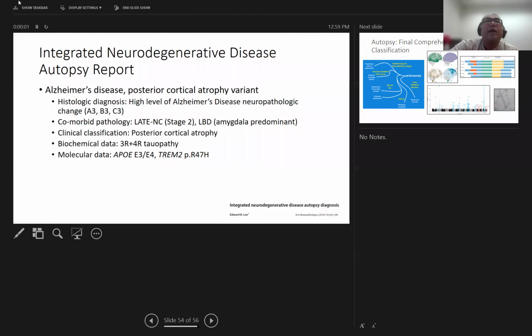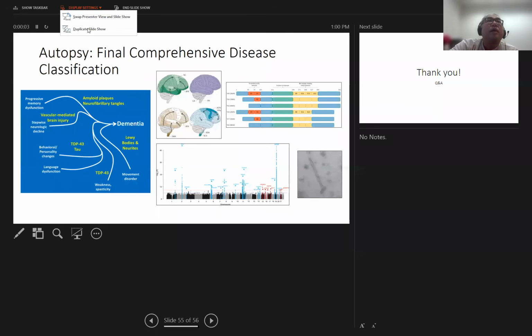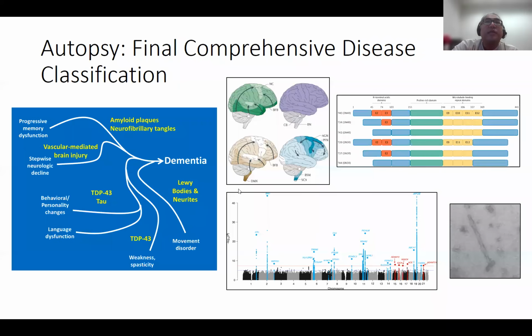And so with that, I will stop and just say that I view the autopsy report as this final comprehensive classification where we want to take everything at our disposal: the clinical phenotypes, the morphology and the distribution we see under a microscope, and if you're able to, incorporating biochemical, genetic, and other types of information.